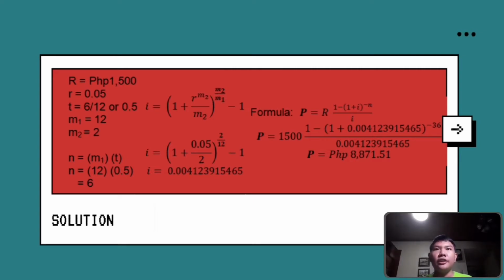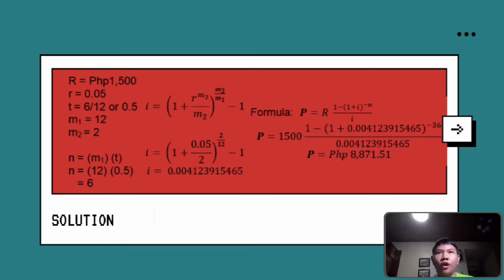Getting the value of J, we need to use the formula J equals open parenthesis 1 plus R over M sub 2 close parenthesis raised to M sub 2 over M sub 1, minus 1, which will give us a value of 0.00412391545. For N, which is M sub 1 times T, we have 12 times 0.5, which the answer will be 6.